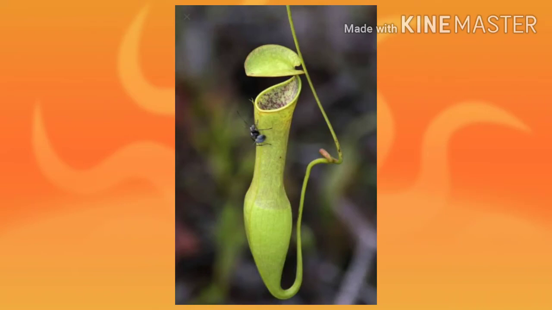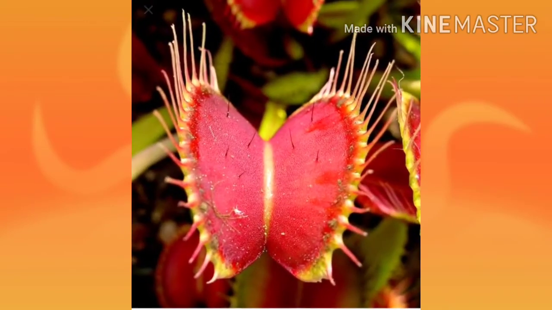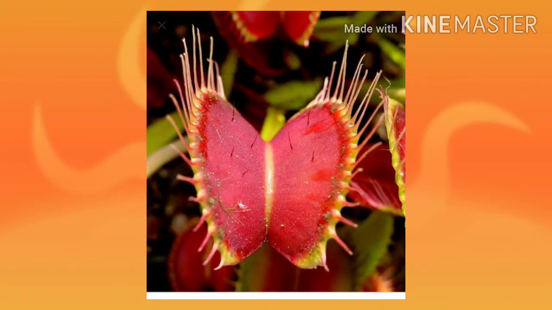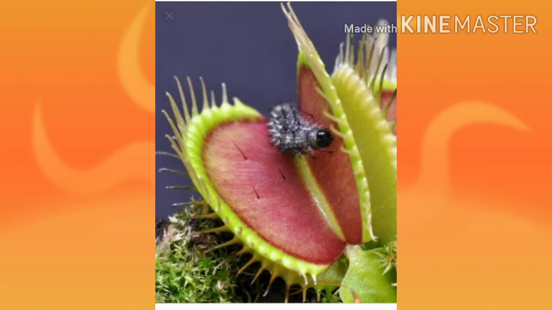Now the next insectivorous plant that I am going to discuss with you is the Venus flytrap. The leaves of the Venus flytrap have long pointed hair. It is divided into two parts, having midrib in between, like a hinge. When an insect visits the leaf, it closes its two parts and traps the insect. The insect is then digested by digestive juices secreted by the plant.